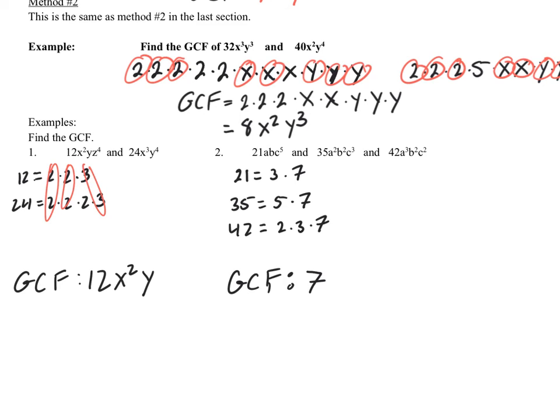Now let's look at their variables. Starting with a, we have a, a squared, a cubed. Well, a is the smallest, so we have a. Now b, we have b, b squared, b squared. B, or b to the first, is smallest. And now c, c to the fifth, c cubed, c squared, and c squared is the smallest. And that is our greatest common factor of those 3 monomials.